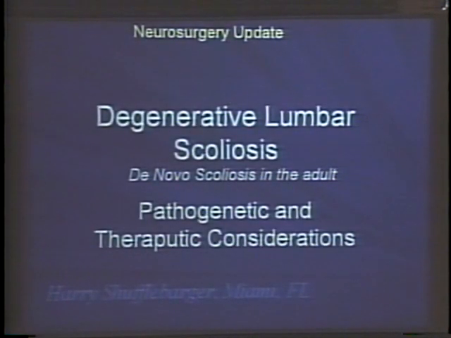Next topic is degenerative lumbar scoliosis, or de novo scoliosis in the adult. And for those of you who attended the seminar yesterday afternoon, an excellent talk was given on degenerative kyphosis or sagittal plane deformity. And I'm going to take this topic at a little different angle. We're going to talk about the pathogenesis, or how this is produced, and therapeutic considerations in degenerative lumbar scoliosis.